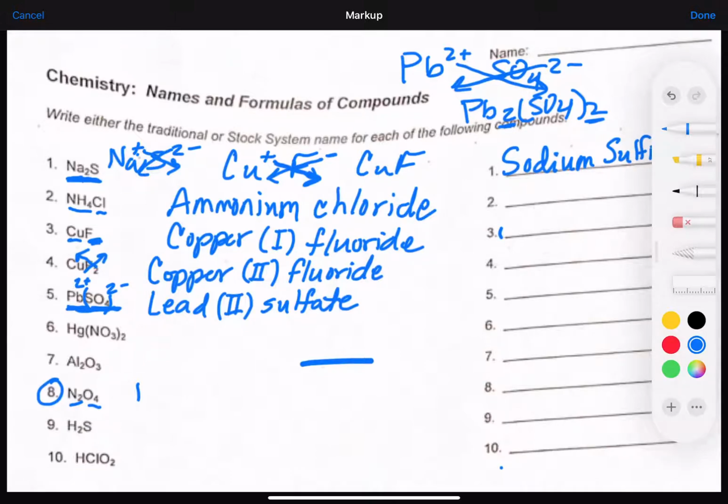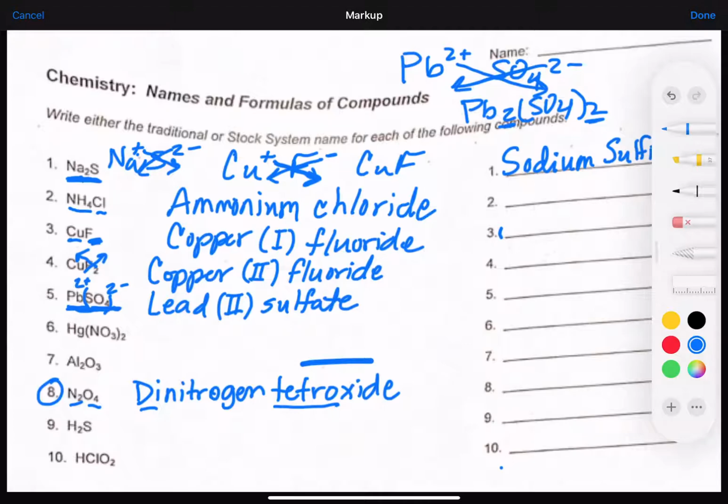Anything, you're going to look to see how many atoms of each, and then use a prefix to indicate how many atoms. So there's 2 atoms of nitrogen, so the prefix that represents 2 is di. So you write down dinitrogen, nitrogen. And then 4 is tetroxide. So you still change the suffix to an "ide."